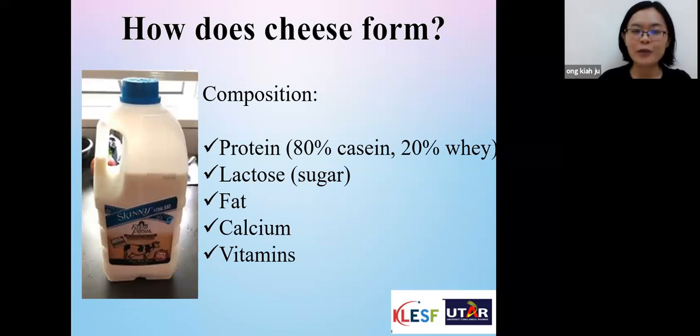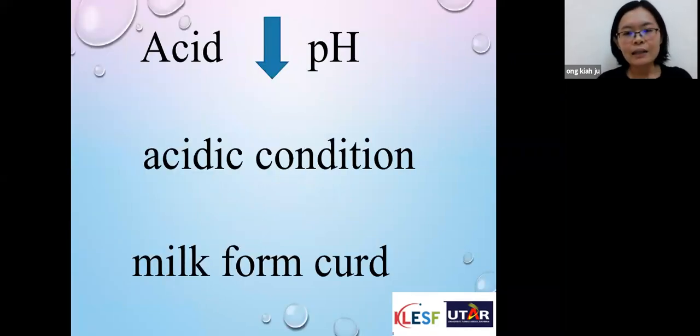Basically, milk is made up of protein, lactose, fat, calcium, vitamins, and other minerals as well. These are the components that make up the milk. Just now I did mention that during cheese making, it is very important for you to acidify the milk. So later on, the milk will turn into your cheese. When you have acid present in the milk, this acid will reduce the pH of the milk. When the milk becomes acidic, the milk will form curd.